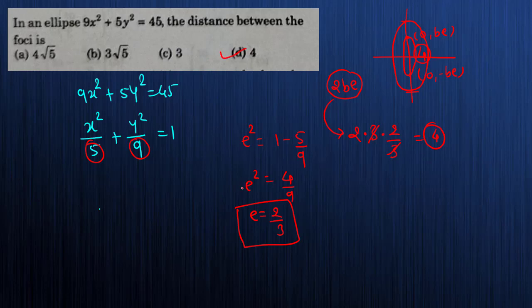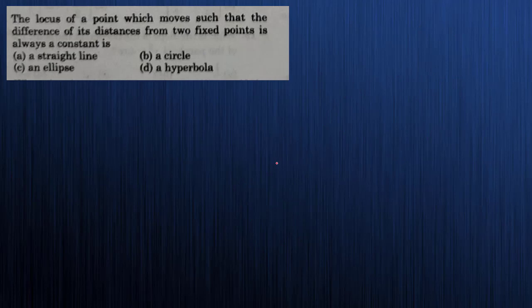It's very, very simple. Next, the locus of a point which moves such that the difference between its distances from the two fixed points is always a constant. It is actually the other definition of ellipse. The primary definition we have seen uses the sum instead of this difference: the locus of a point which moves such that the sum of its distances from two fixed points is always a constant. So you take the sum or the difference, no problem, you will get an ellipse only.